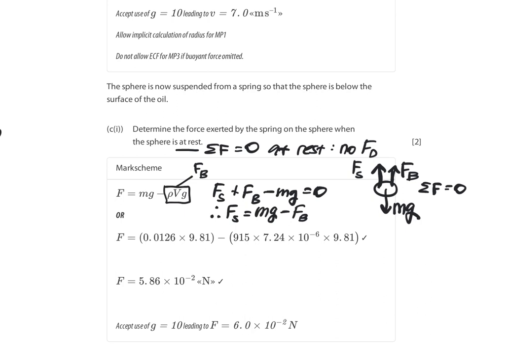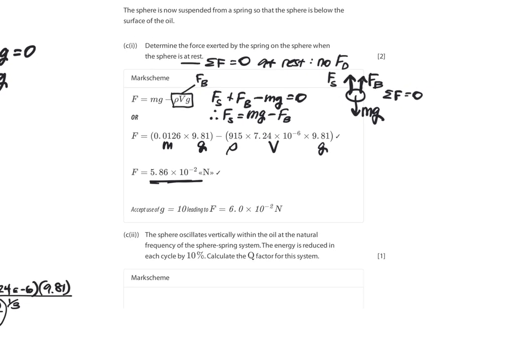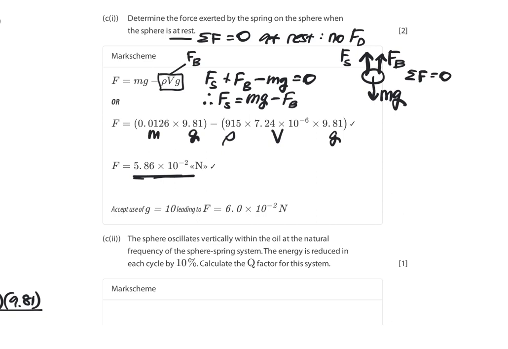I'm not going to rewrite these numbers when they're already written here in the mark scheme. We have the mass in kilograms of the sphere. We have 9.81, which is g. We have the density, which was given to us before in the problem. We have the volume of the sphere, which is the volume of the liquid displaced, and then we have g again. So we run those numbers through, and we get a force of 5.86 times 10 to the negative 2 newtons. Ta-da! So there you go. All right. And then it says you can use g as 10. If you use g as 10, you wind up with a 2 sig fig answer of 6.0 times 10 to the negative 2 newtons. Okay, fine.